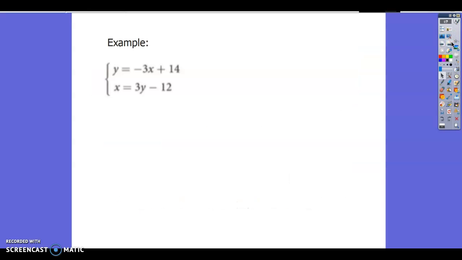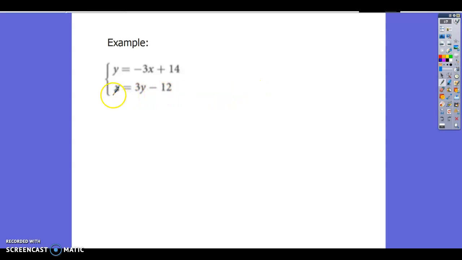So here's an example. Y equals negative 3x plus 14 and x equals 3y minus 12. Anytime you see this bracket here, it indicates that these two equations are together. So this tells us that we are working with a system of equations. Remember, a system of equations is two or more equations. So we're trying to find the solution here. The first equation is y equals this, and the second is x equals this, so we can start with either equation.